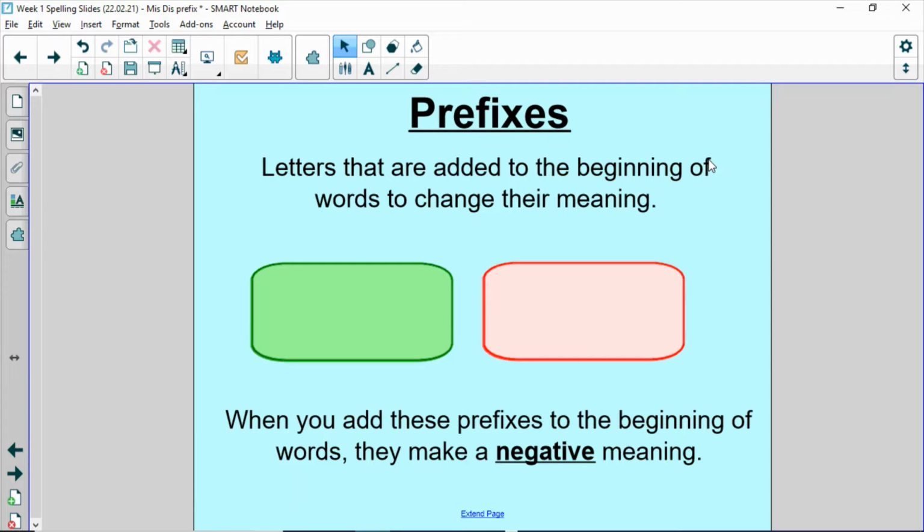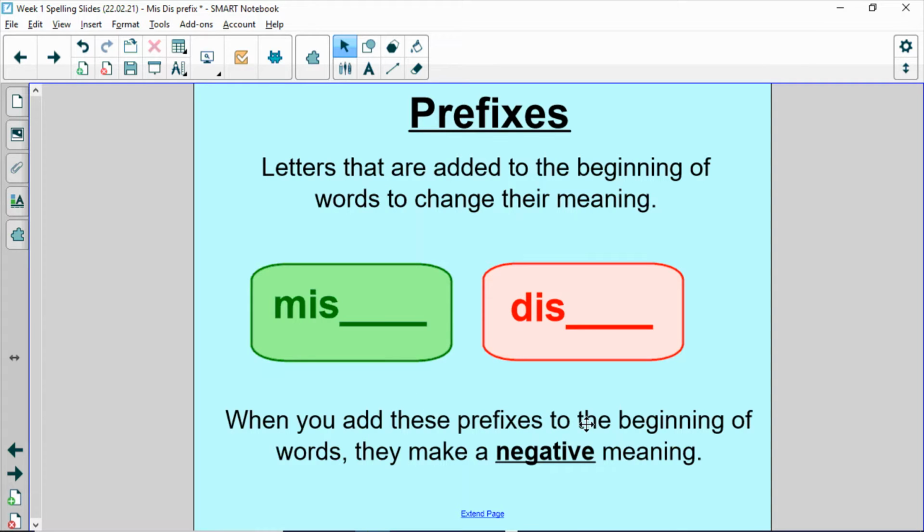Now, all of our spelling words are prefixes. Prefixes are letters that are added to the beginning of words to change their meaning. There are two that we're going to focus on this week. The first one, behind the green box, is miss, M-I-S, these letters added before the root word. And the other prefix is dis, D-I-S, that are added before the root word here.